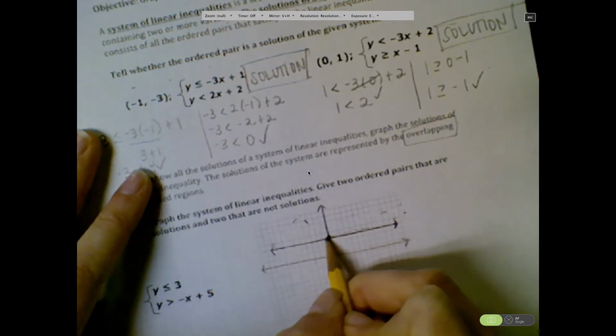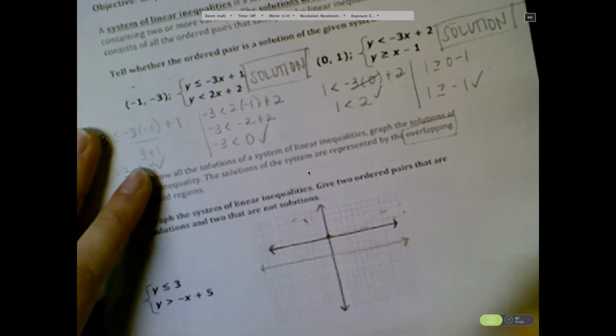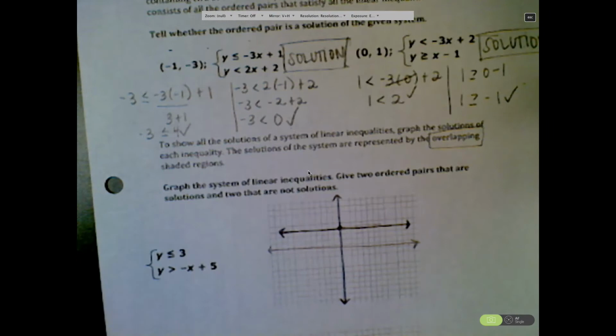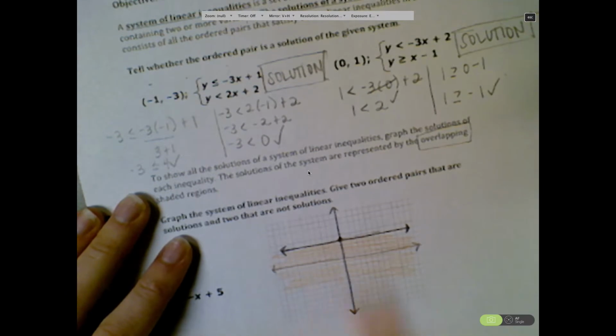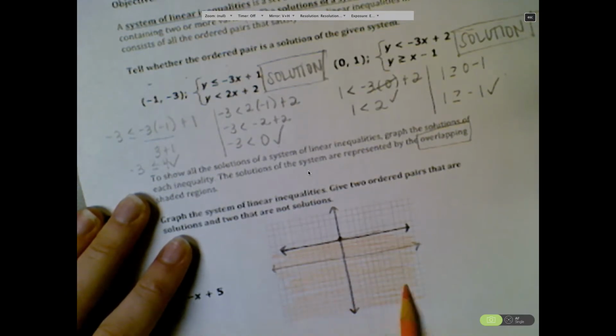Because of that "or equal to" is why I'm using a solid line. Now I need to shade. You always want to shade before you start your next line. So grab one of your colored pencils and decide, are we going to shade above this line or below it? Below, because it's less than. So you want to shade lightly all of the area under that line.